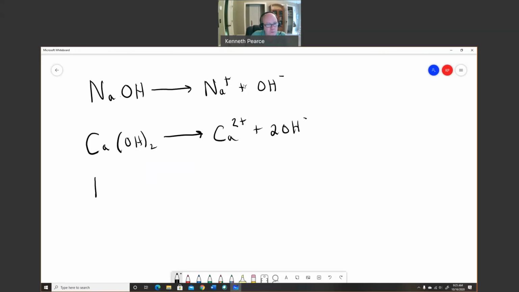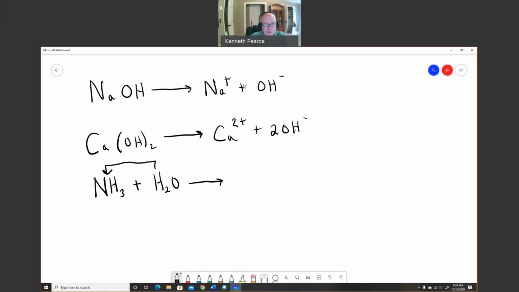And let me draw you an example here. Let's take ammonia, NH3, plus water. And if you notice, this one does not have an OH minus attached to it. NH3 is a base, but it's not an OH producer. It's a Bronsted-Lowry base, and so it's going to accept the hydrogen from the water.